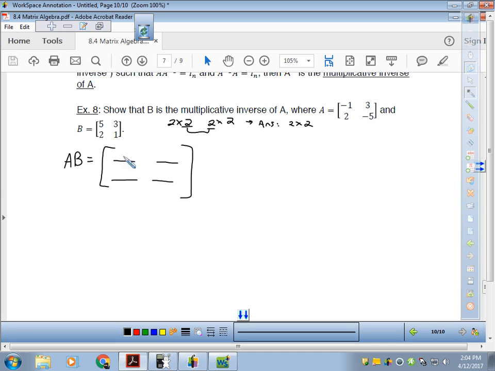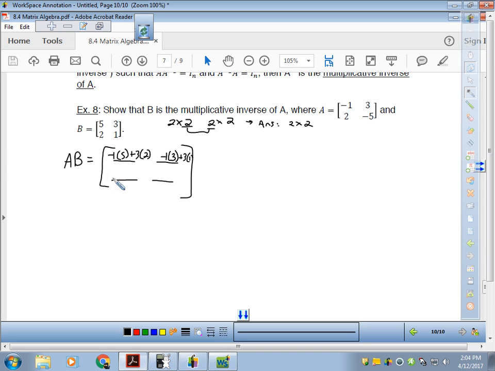Okay. So this is first row, first column. We would take this first row of A, -1, 3, multiply it by the first column of B, 5, 2. So we would have -1 times 5 plus 3 times 2. Here, this is row 1, column 2. So we're going to take row 1, negative 1, 3, multiply it by column 2, which is 3, 1. So we would have negative 1 times 3 plus 3 times 1.